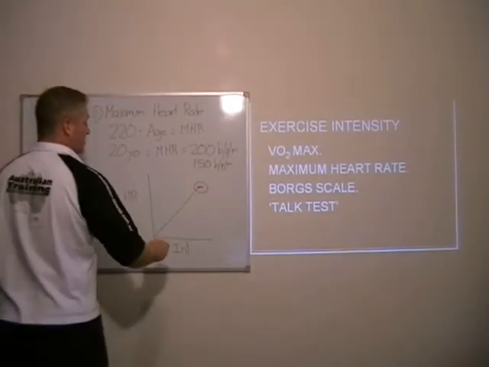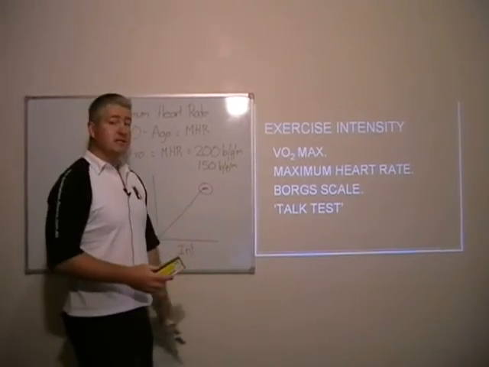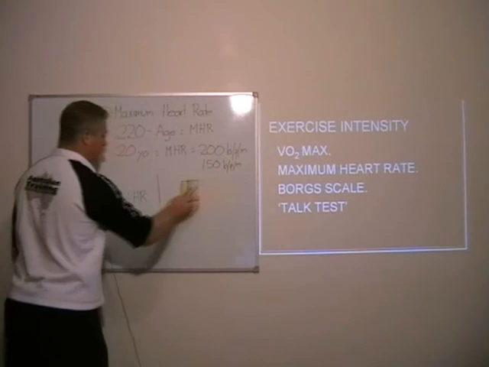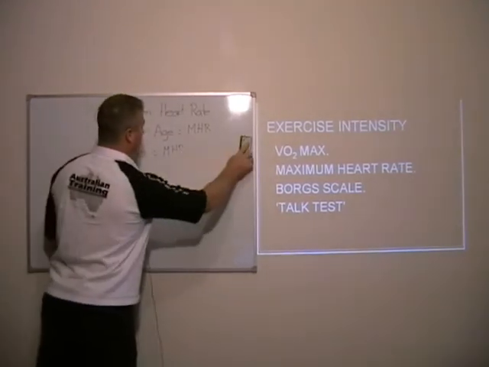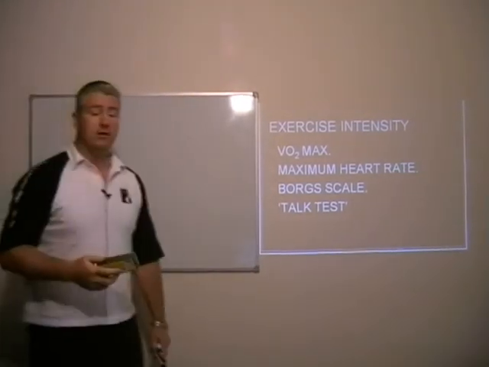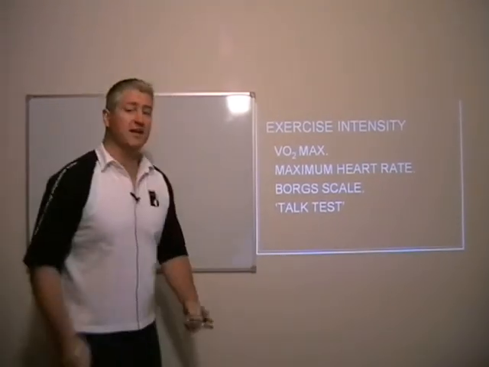Okay, and the last one I'm going to talk about, we've already talked about the torque test, that is breaching the aerobic threshold. The last one's Borg scale, and this is probably my favourite one because it's so easy to use, requires no equipment, and it correlates very well as an accurate measure of exercise intensity.